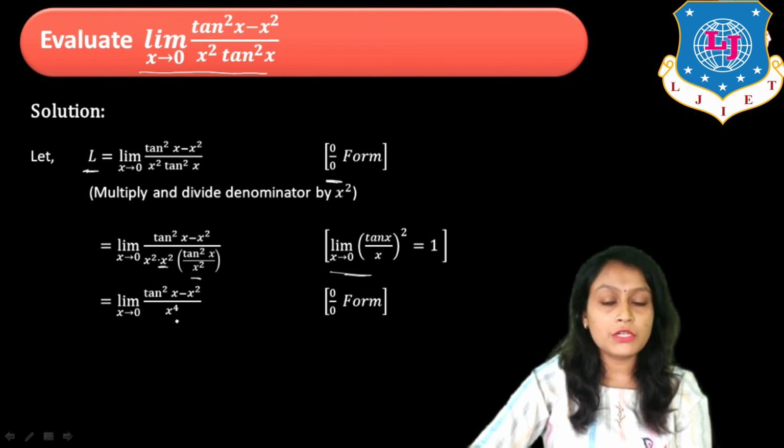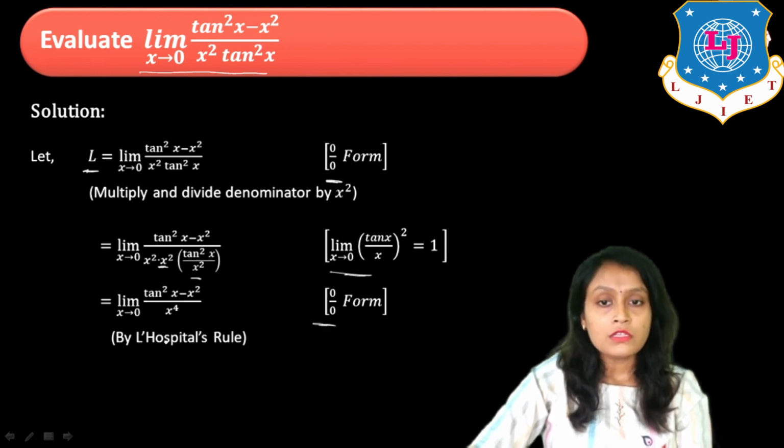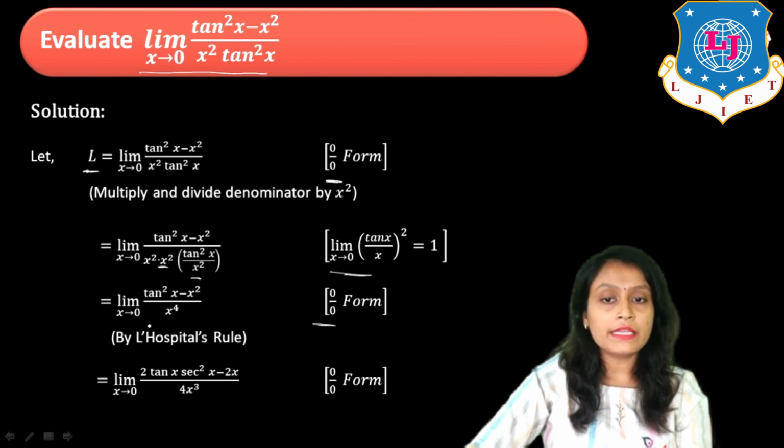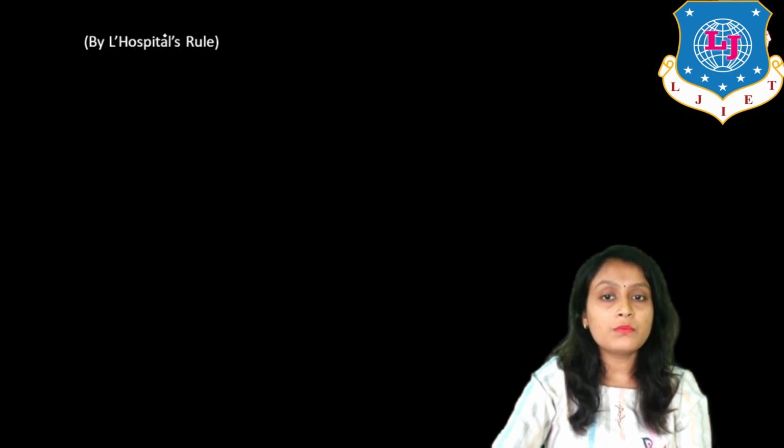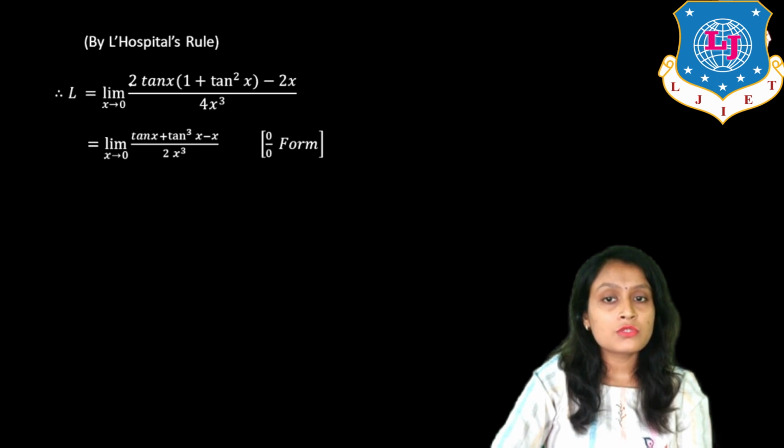Now if you substitute x is equal to 0, you will get the form 0 by 0. So we have to apply L'Hôpital's rule. On applying L'Hôpital's rule, you will get this. Firstly we have to take derivative of tan square x. So its derivative is 2 tan x into sec square x, minus 2x, upon 4x cube. Now in place of sec square x, we will write 1 plus tan square x, right? So 2 tan x into 1 plus tan square x minus 2x upon 4x cube as it is.